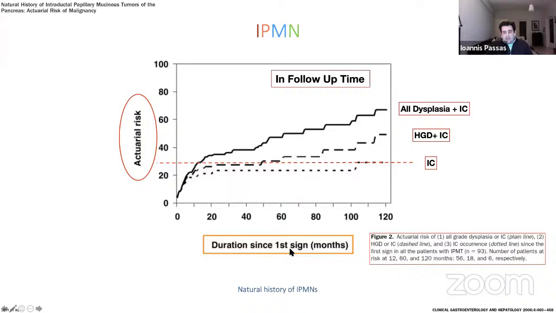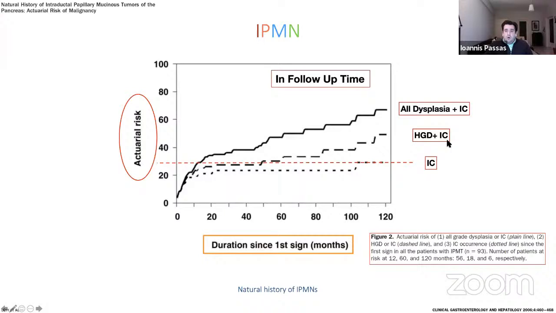From the first sign of the diagnosis of an IPMN, the risk of invasive cancer is almost 30%. For high-grade dysplasia and invasive cancer over time, it goes up after 2 years to about 40%.